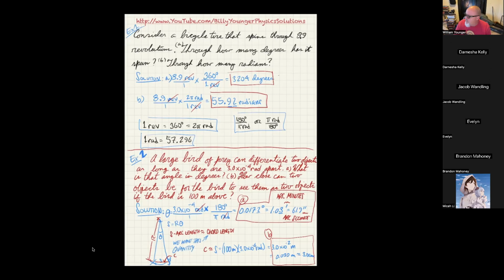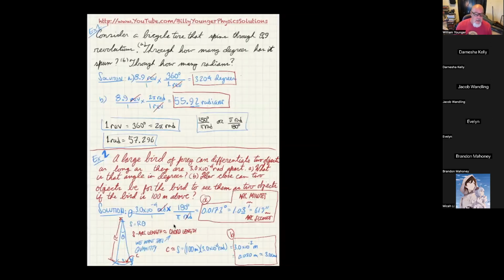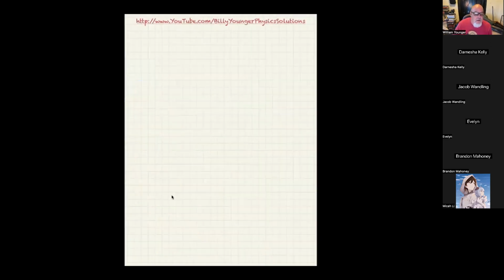We do it if we want to measure, for instance, the diameter of our moon. If we want to measure the diameter of our sun, we can use the angular measure and then assume that S equals R times theta gives us the chord length, which would be the diameter of the moon or the diameter of the sun. So, all right.